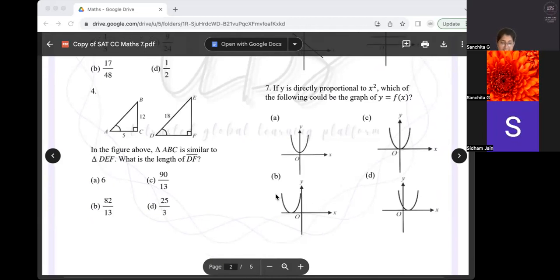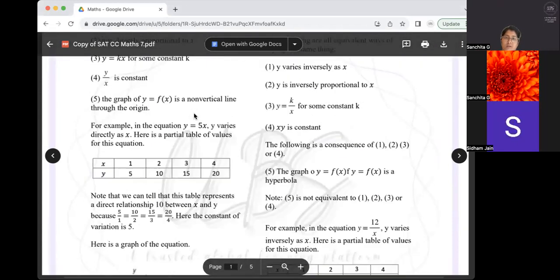7. What is it? C, yeah, because it has to be from the origin, okay? So many students think that it always has to be y is proportional to x, so it has to be in that format. No, it can be in any format. Y is proportional to x square, always from the origin, okay? Clear? Good. Now let's move on to our indirect variation.